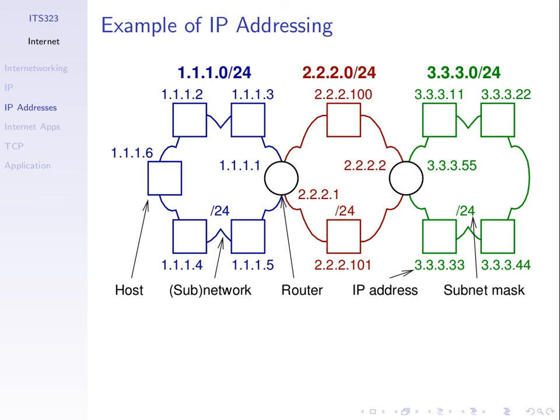It just has to be that the IP address of this interface matches our rules, that the right interface on this router is on the subnet 2.2.2.0, therefore it must start with 2.2.2, and the last part of the address must be unique inside the subnet. So this is .1, this is .2, .100, .101 for those two hosts. So yes, a router normally has two or more IP addresses because it normally attaches to two or more subnets, one for each subnet it attaches to.